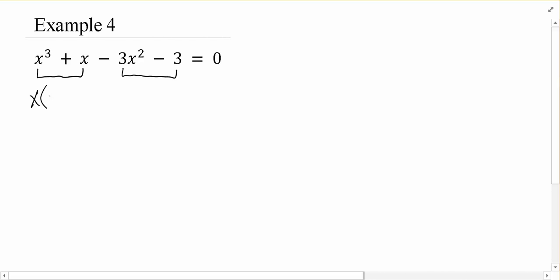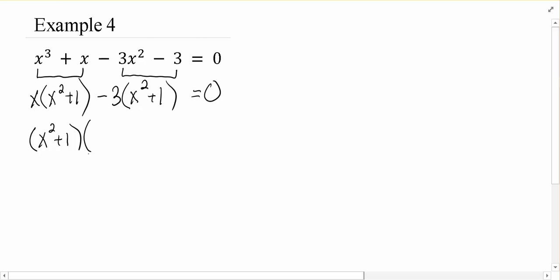We factor a GCF of x out of the first group. We factor a GCF of -3 out of the second group. And we notice that we're left with x squared plus 1 from each. So that means I could factor a common factor of x squared plus 1 out. It would leave me an x from the first group. It would leave me a -3 from the second group. So now I have parenthesis times parenthesis equals 0, which means either the first parenthesis is 0 or the second parenthesis is 0.